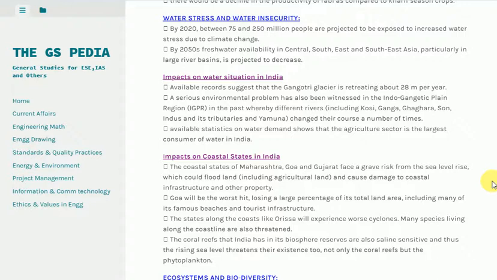The coastal states of Maharashtra, Goa and Gujarat face a grave risk from the sea level rise, which could flood land including agricultural land and cause damage to coastal infrastructure and other property. Goa will be the worst hit, losing a large percentage of its total land area, including many of its famous beaches and tourist infrastructure. The states along the coasts like Orissa will experience worse cyclones. Many species living along the coastline are also threatened.